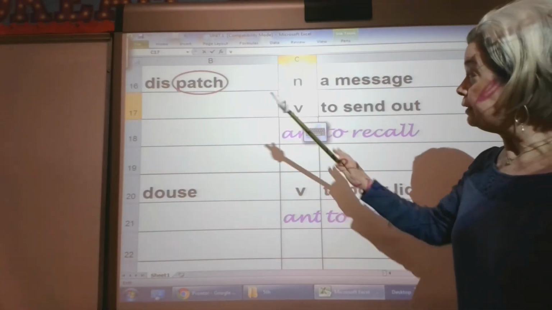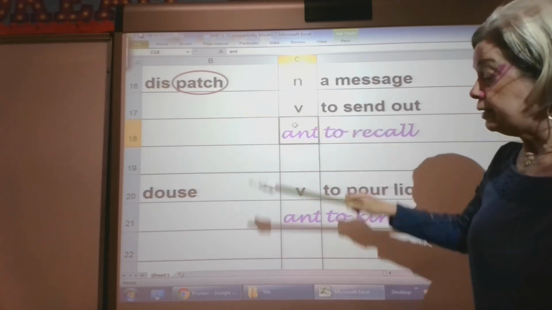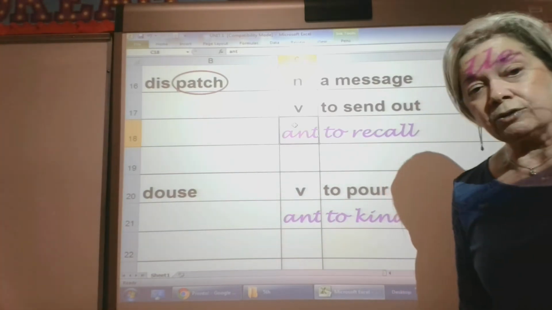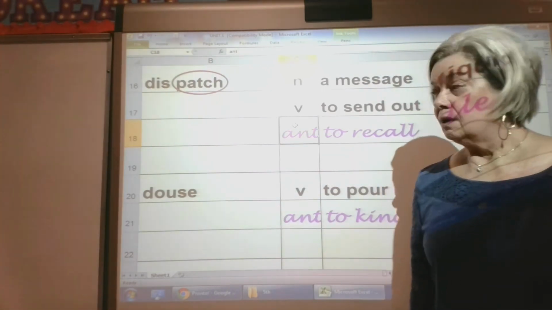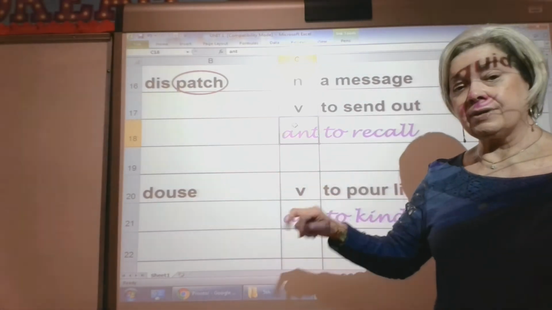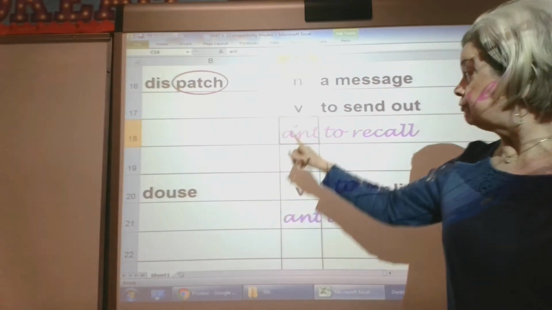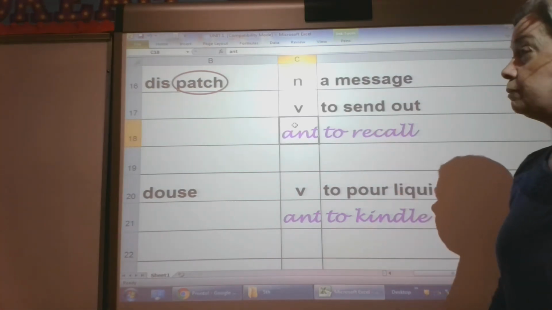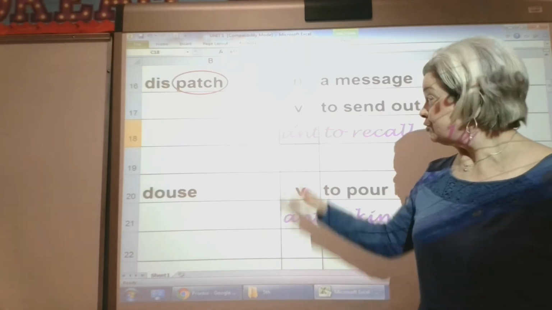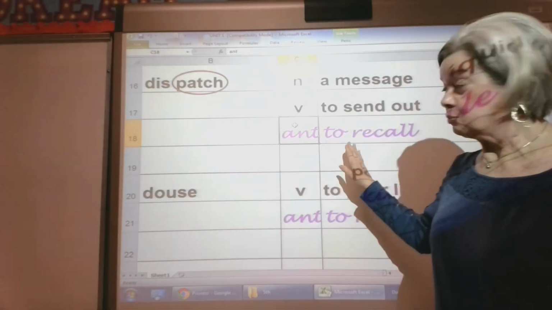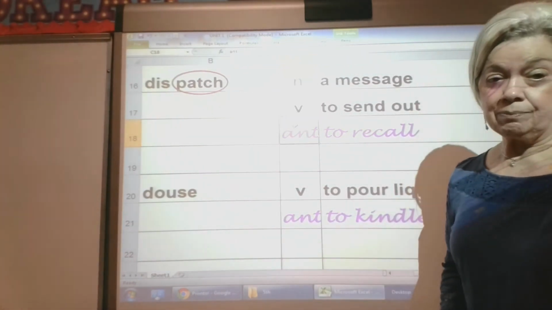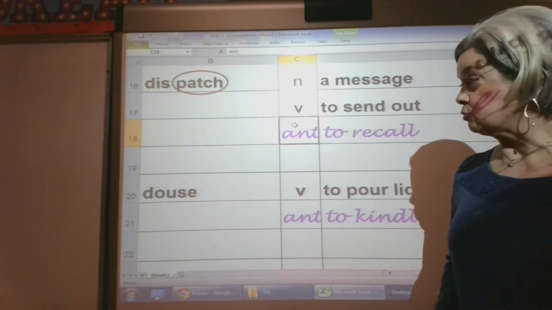This word also can be a noun or a verb. As a noun, it's a message. In the mornings, sometimes we have to send a dispatch to the office, a message. The action of actually carrying the message, being sent out with the message, is the verb form of dispatch. So it means to send out. Now, if a student is on their way to the office and for some reason I need to get them back into the room, I do the opposite, which is to recall. So when I recall them, I am calling them back into the classroom.